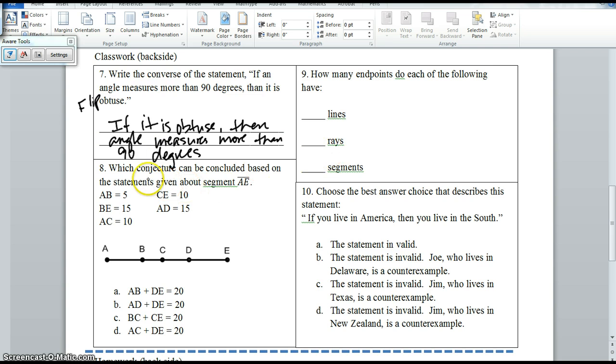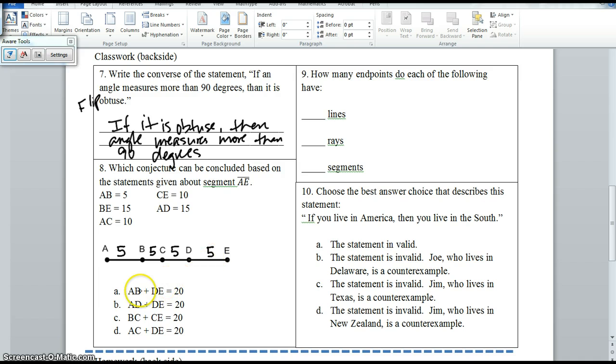Okay. Number 8, which of the conjectures can be concluded based on the statements given about segment A to E? Well, let's use what they have. AB is 5, B to E is 15, A to C is 10. Well, if we know A to C is 10, then this has to be 5. C to E is 10, and A to D is 15. Well, if A to D is 15, then this has to be 5. And if C to E is 10, then this has to be 5.